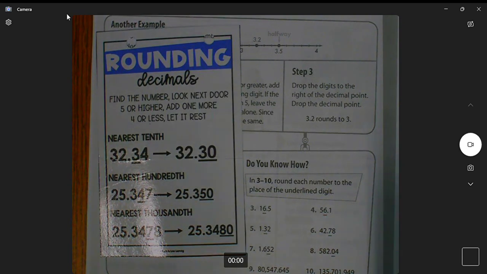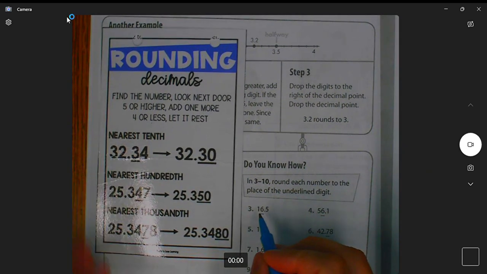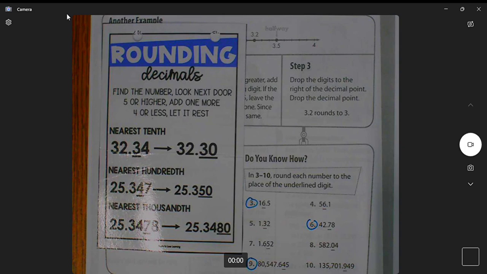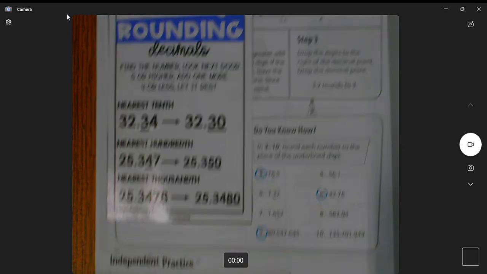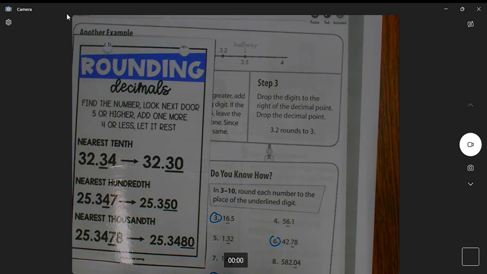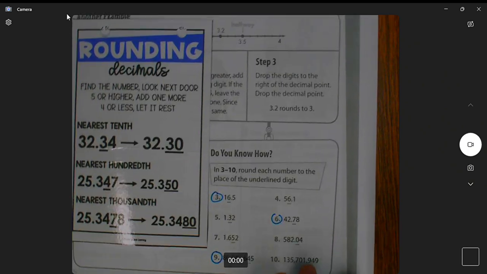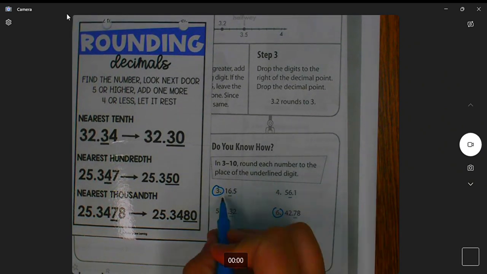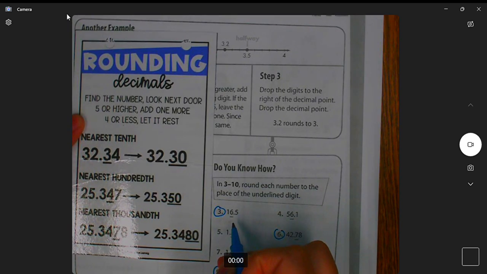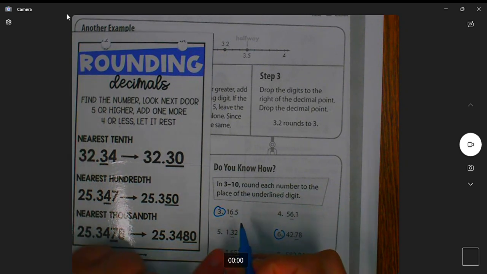Let's look at some examples. Let's look at numbers 3, 6, 9, and 16. And 13 as well. So number 3, 16 and 5/10. Well, my poem says, find the number, look next door. So I found my number, it's a 6.